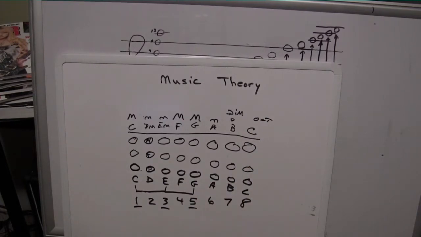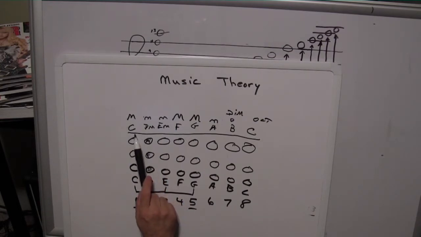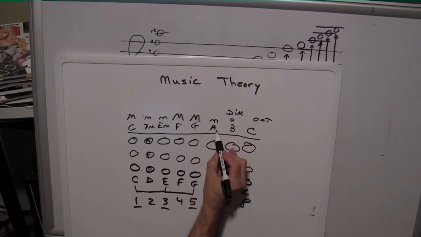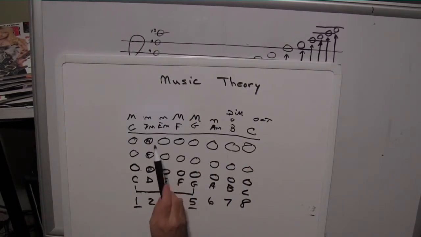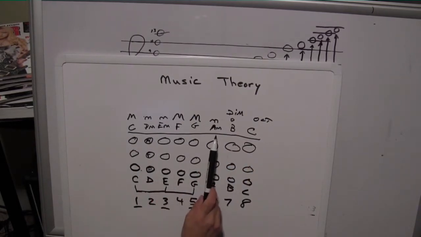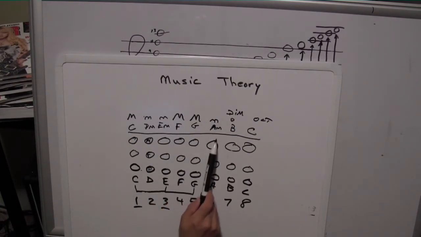So that's the rule. If you look at it, these are going to be major, major, and this one's minor. A minor. That's called a relative minor, by the way. It's 6 notes away. 1, 2, 3, 4, 5, 6.